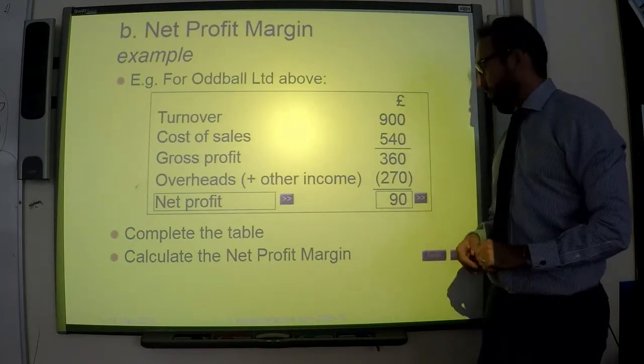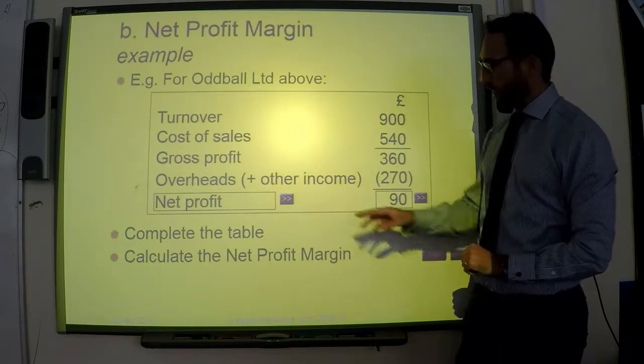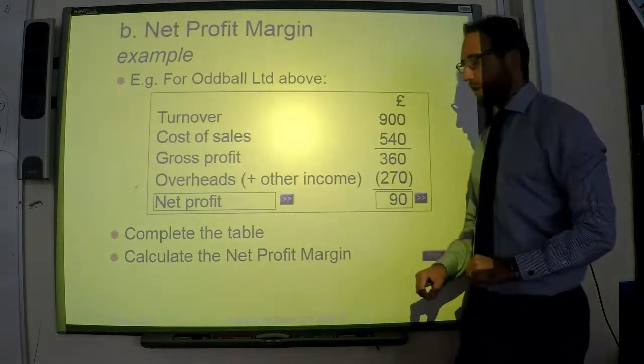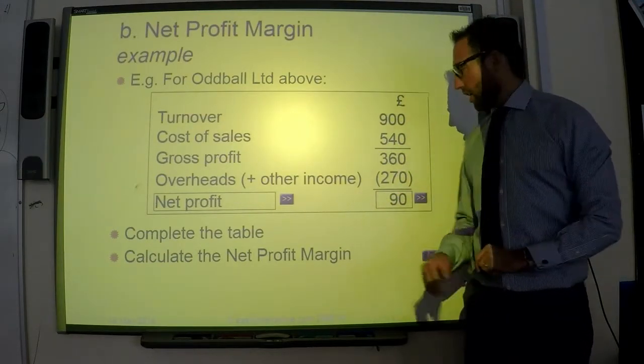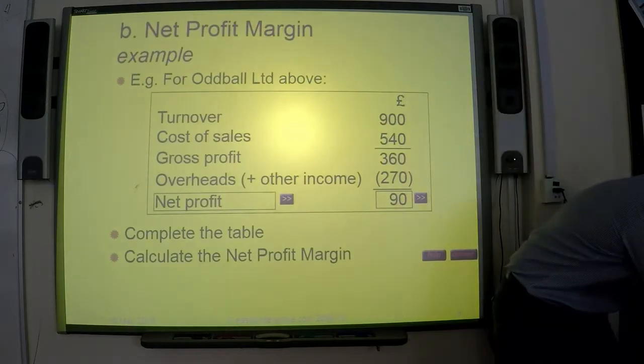We do 90 divided by 900. Okay, because remember the net profit margin formula is net profit divided by turnover times 100. 90 divided by 900 times 100 would be 10%. So let's have a little look.